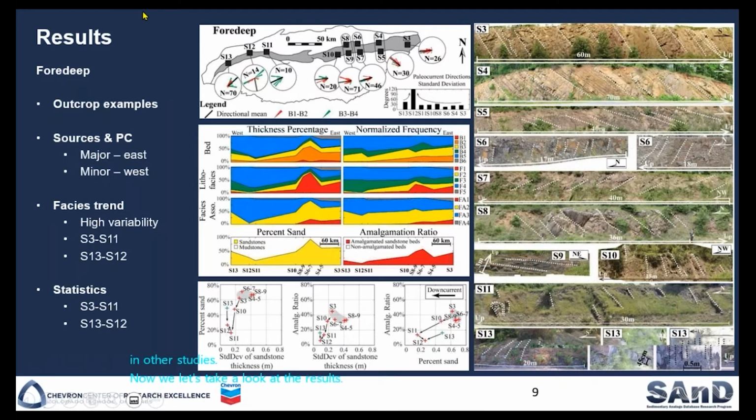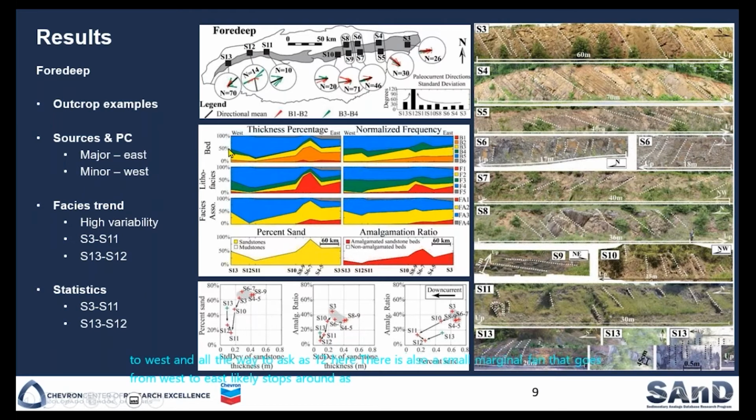So let's look at the Foredeep first. We can see here some outcrop photo panel examples. In the Foredeep, we have data all the way from east to west. And from the paleocurrents, we can see that the major axial fan system goes from east to west, all the way to S12 here. There's also a small marginal fan that goes from west to east, likely stopping around S12.